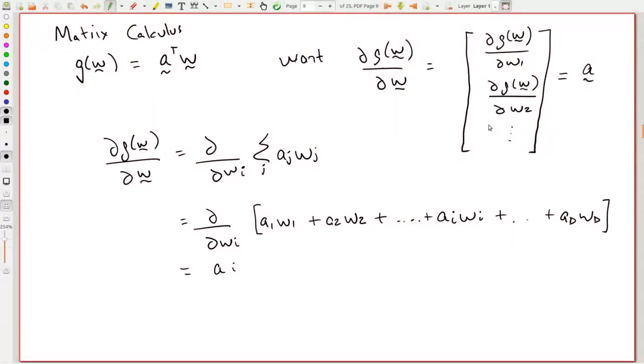This makes a bit of intuitive sense if we think of it in the context of our scalar derivatives. If we had some constant like 2 times x, the derivative of that would clearly just be 2.